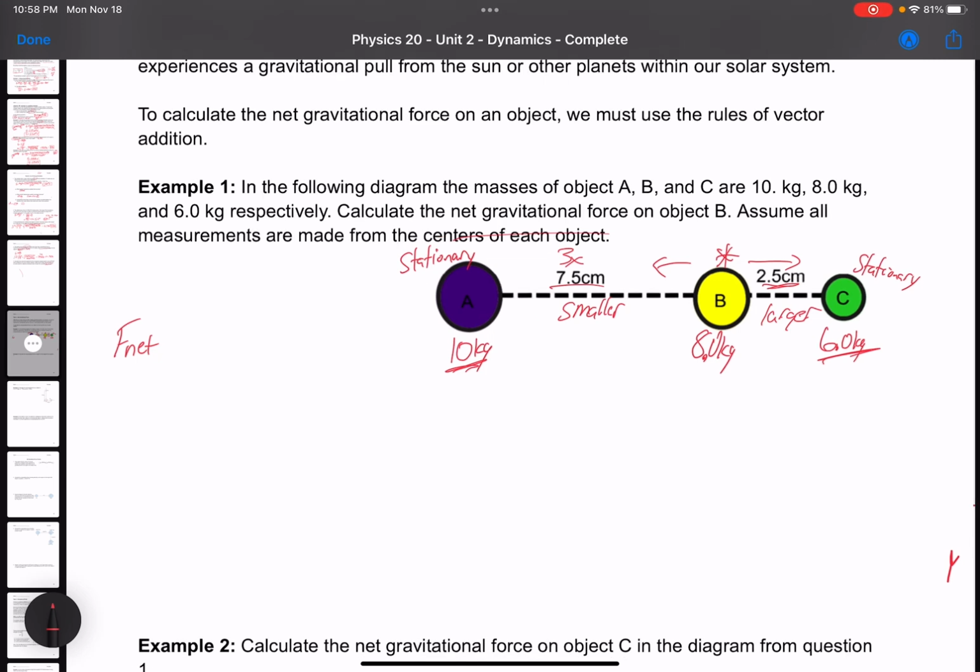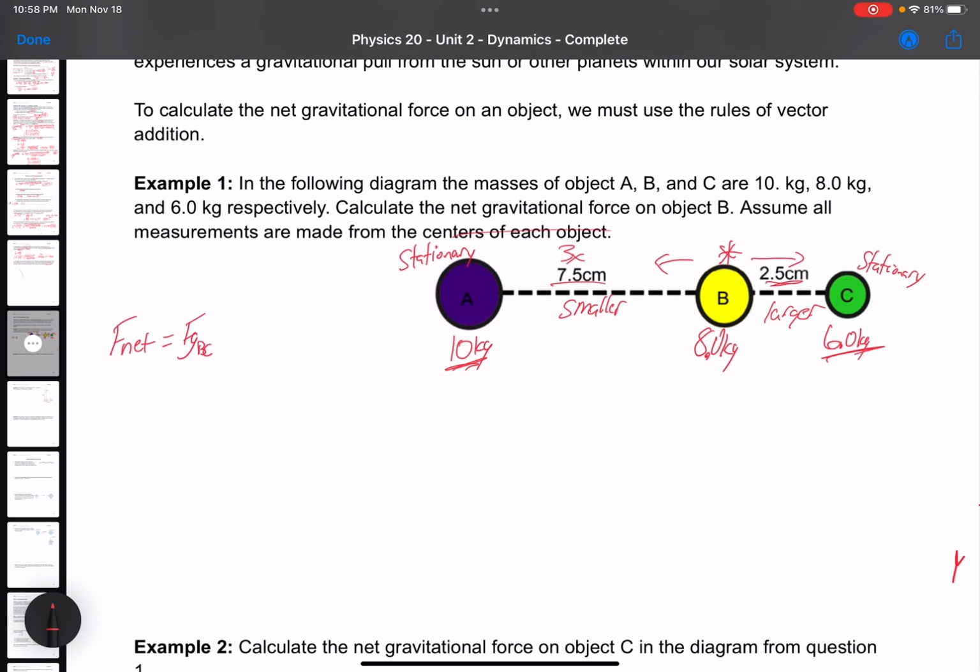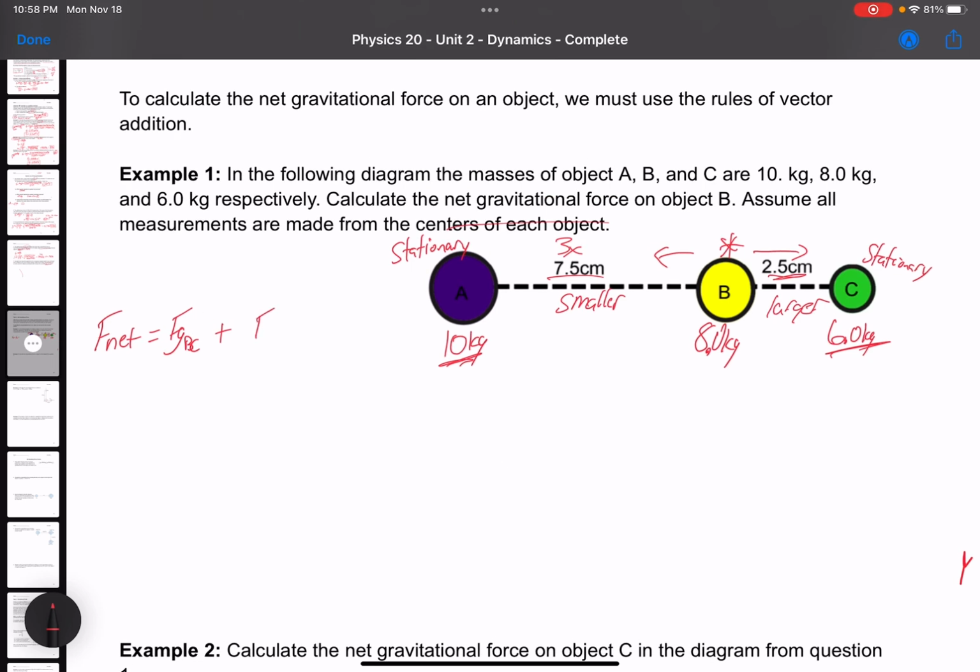All right, so F net is equal to the force of gravity. Okay, I'm going to say between B and C. And then I'm going to pretend that I couldn't figure out which one was larger, and I'm just going to add the force of gravity between A and B. Okay, so F net is equal to G, mass of B, mass of C, divided by the radius between C and B squared. Okay, and then we have G, mass of A, mass of B, divided by the radius between A and B squared.